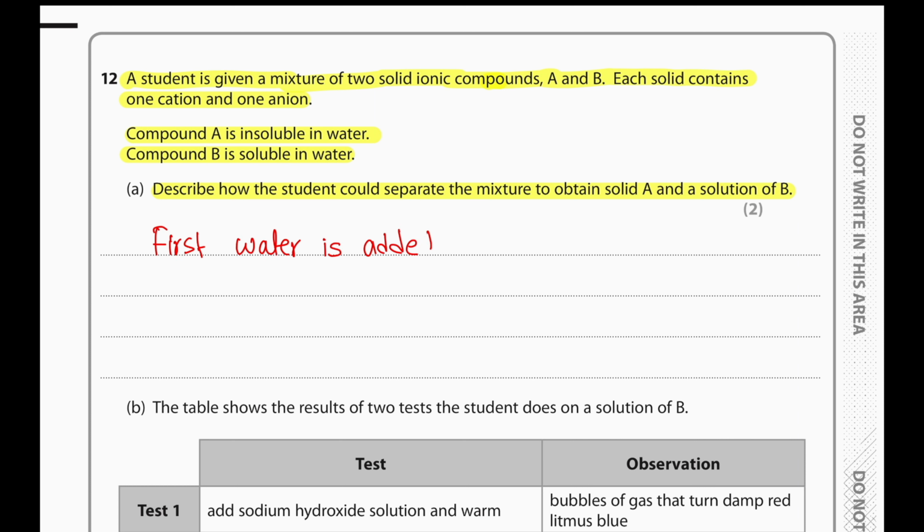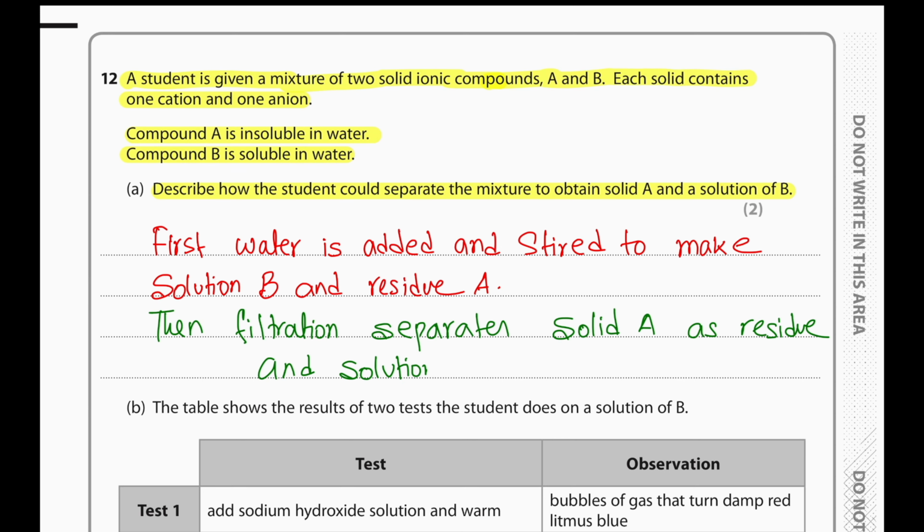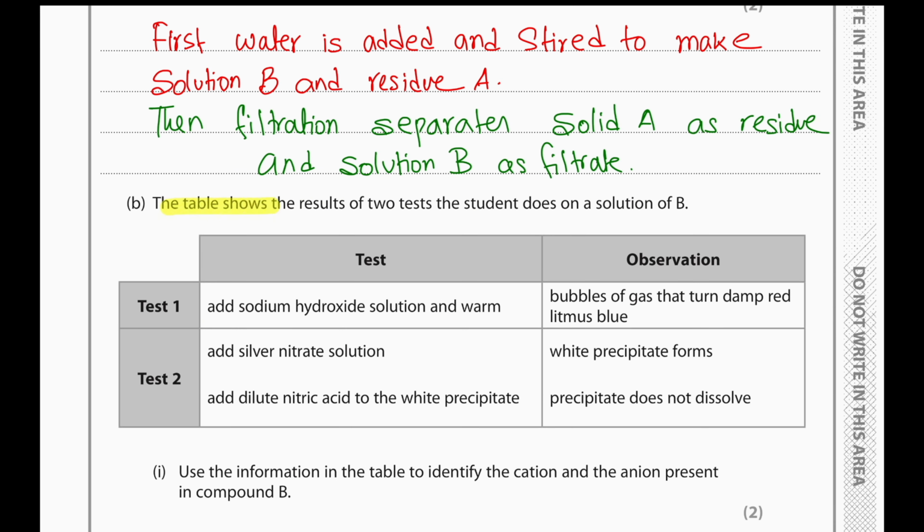Once the student adds water, compound A, which is insoluble in water, will remain as solid, and compound B, which is soluble in water, will form a solution, and then filter. Once the filtration is done, we will be able to obtain solid A, and the filtrate will be the solution B. The table shows the results of two tests the student does on solution B.